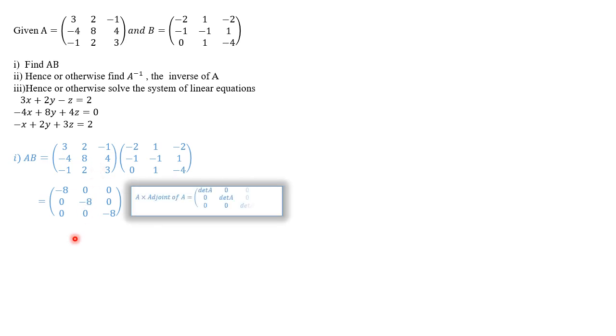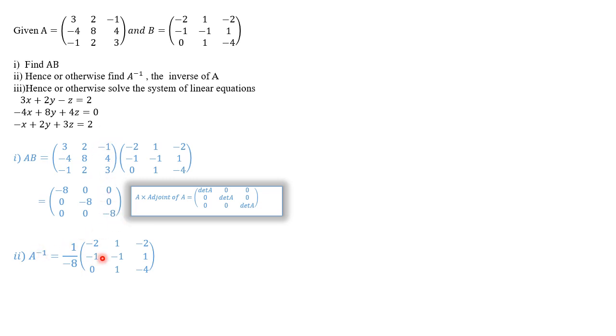You can see A times adjoint is equal to det of A on the leading diagonal and zeros on the remaining elements, right? So the inverse of A is now simple: it's 1 over minus 8 times the adjoint here. The adjoint is the matrix that multiplies A and produces a matrix with the leading diagonal consisting of the determinant. So the inverse is this one. It's very simple.